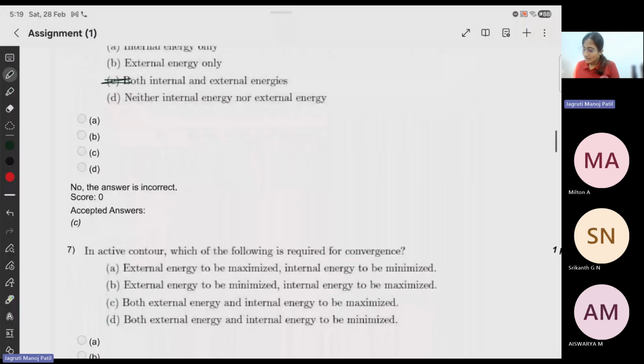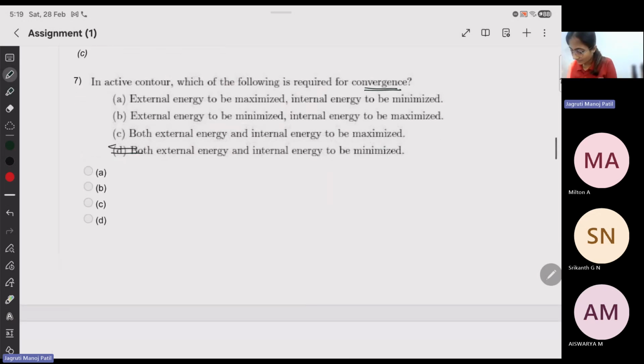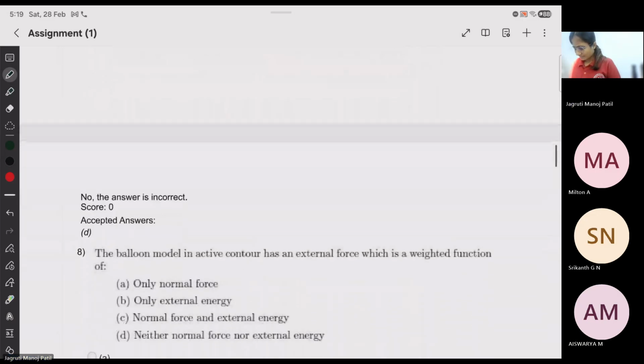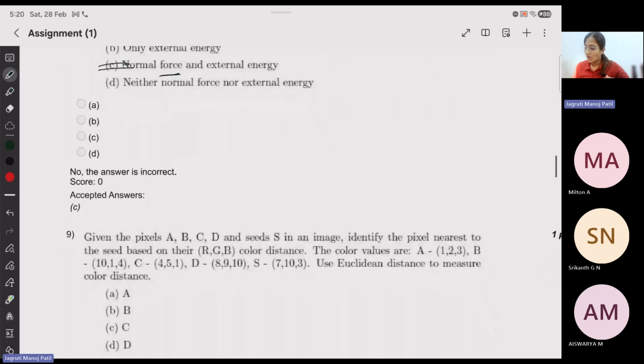Okay. In an active contour, which of the following are required for convergence? Of course, if you're trying to minimize both of them, you need both of them to be minimized to achieve convergence there. Then you have a balloon model in an active contour, which has an external force that is a weighted function of what? Since we were looking at energies, it is again both the force due to the internal energy and the external energy itself. So the same question is being asked in multiple fashions here again and again. So this is one such question that you all can solve.